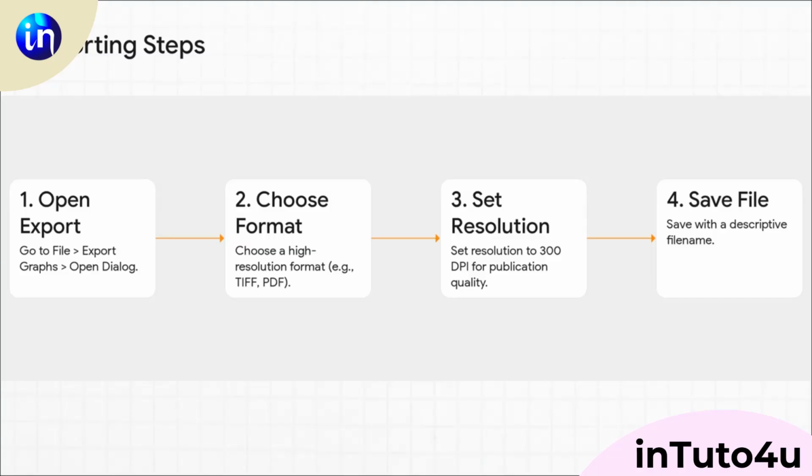So to wrap this up, just navigate to File, then Export Graphs. Now your two most important choices here are the format and the resolution. A format like TIFF is fantastic because it's lossless, which just means you don't lose any quality. And for resolution, 300 dpi, that's dots per inch, is the absolute gold standard. Why? Because it guarantees that when your plot gets printed in a journal, it's going to be crisp and sharp, not all blurry and pixelated. And hey, give it a descriptive name. Trust me, your future self will thank you.